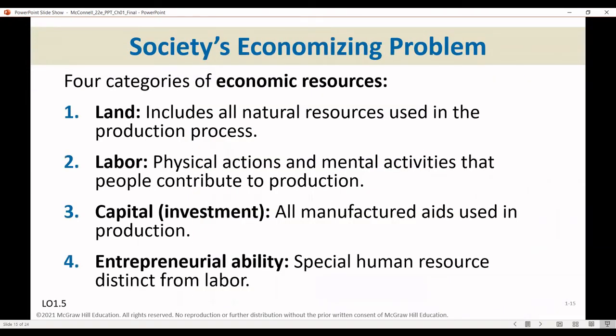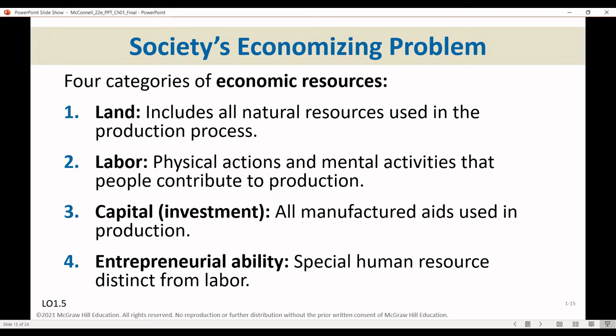So now that we have talked about the individual economizing problem, let's explore the society's economizing problem. The logic is the same. Here we have our 4 main economic resources. Land: under land, we have all the natural resources used in the production process. Land regroups all the natural resources. The second one is labor. Under labor, we have all the physical action or mental activity that people contribute to production.